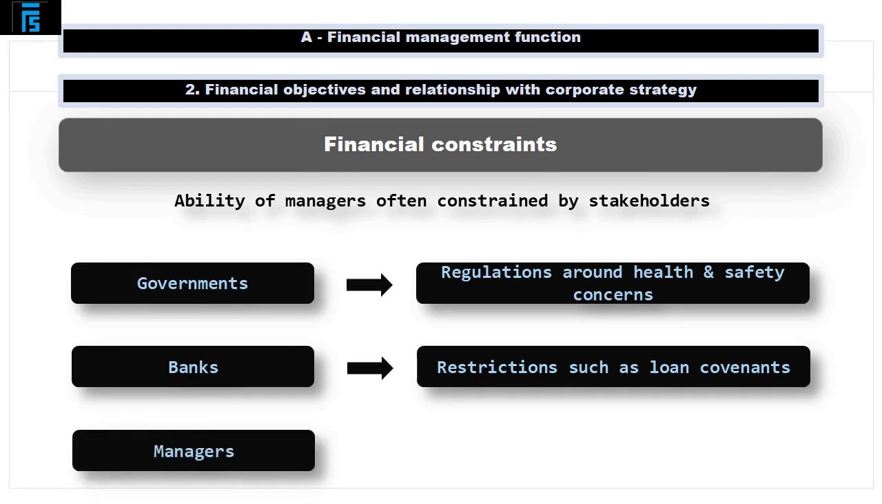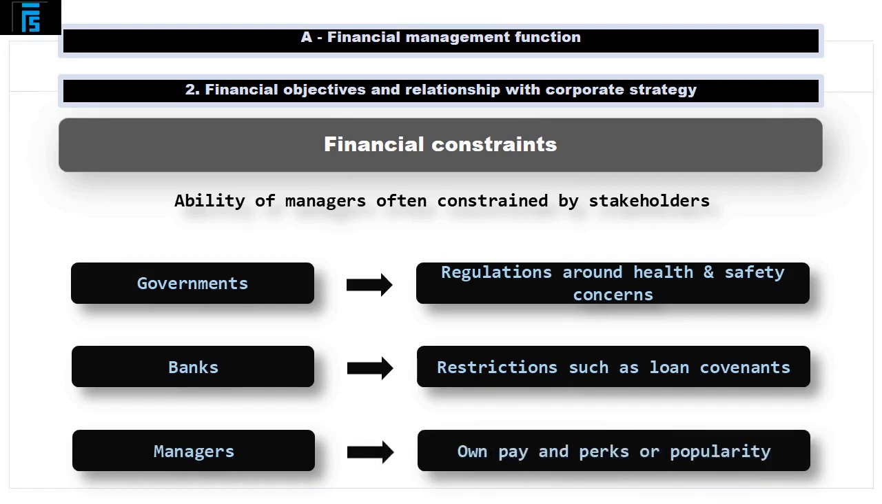Managers themselves may have their own agenda in terms of their own pay and perks or popularity. This is referred to as the agency problem and may be overcome either by good corporate governance or by incentivizing them in a way that benefits shareholders, for example, share options.